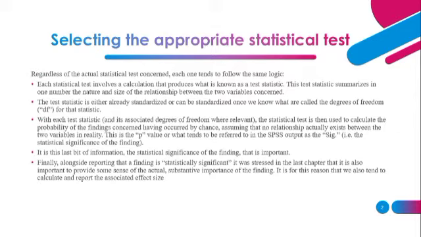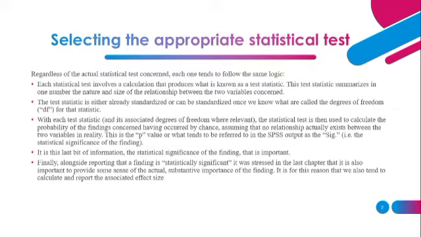Second, the test statistic is either already standardized or can be standardized once we know what are called the degrees of freedom for the statistic. The third, with each test statistic and its associated degrees of freedom where relevant, the statistical test is then used to calculate the probability of the finding concerned having occurred by chance, assuming that no relationship actually exists between the two variables in reality.